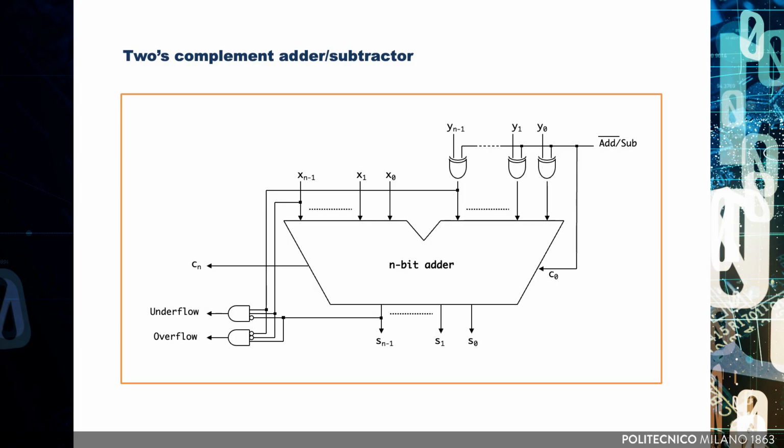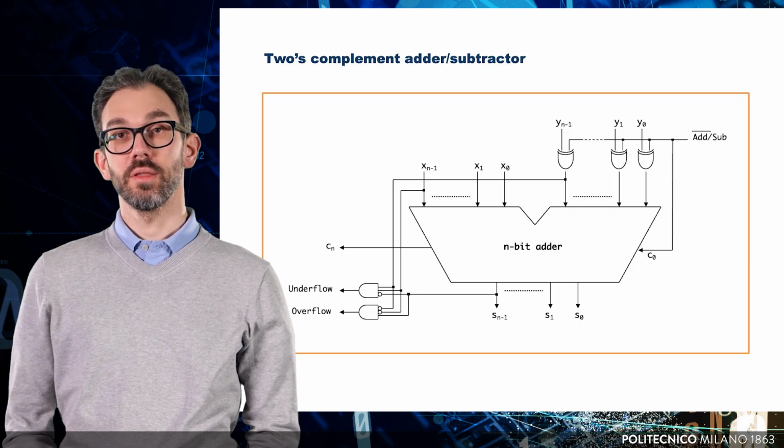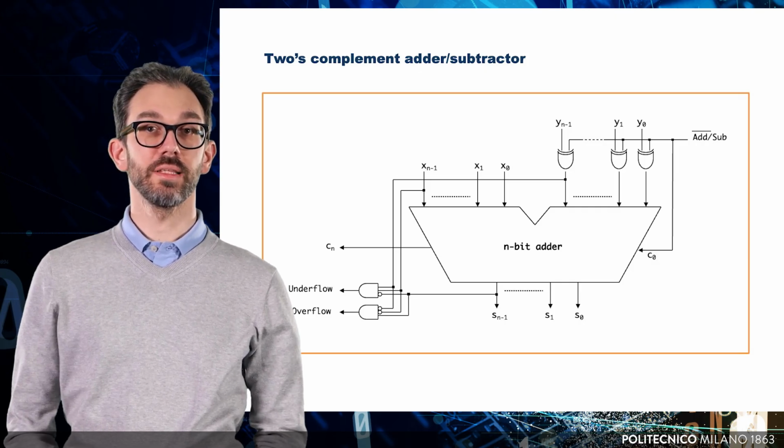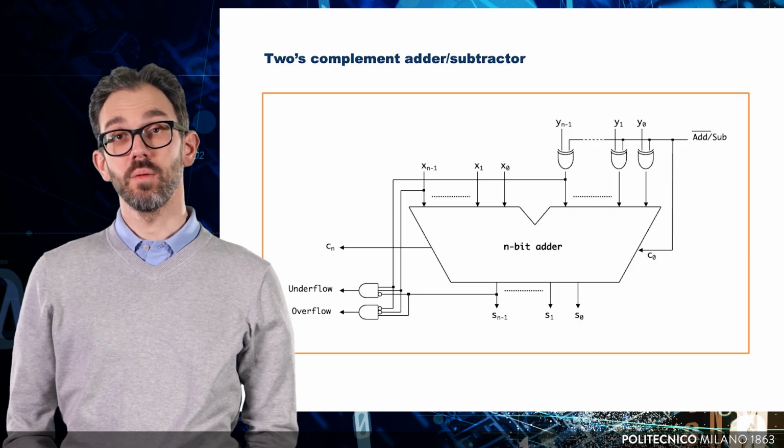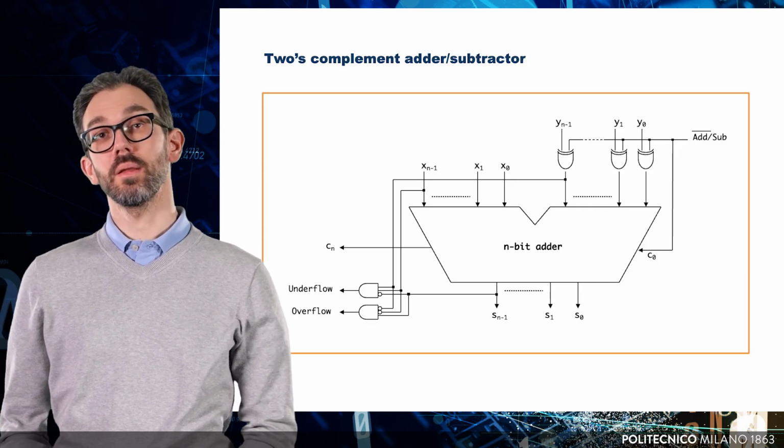The diagram shown here represents the architecture of an n-bit 2's complement adder subtractor. It consists of a main module, which is a generic binary adder, and some surrounding logic that handles special cases such as underflow and overflow, as we've just discussed, and the selection between performing an addition or a subtraction. If the not add or sub control signal is 0, the adder receives the n-bit operands x and y directly, and the carry-in input C0 is also set to 0.